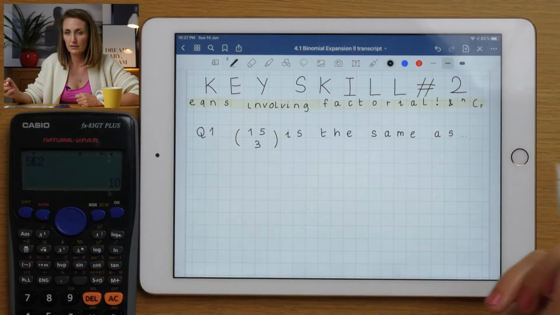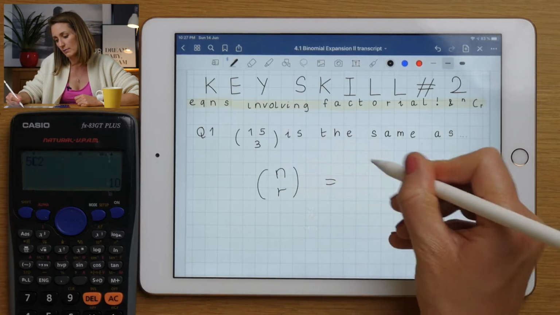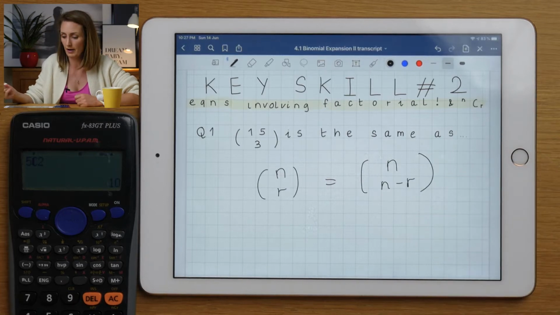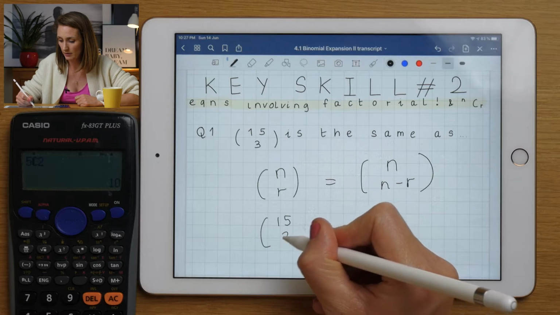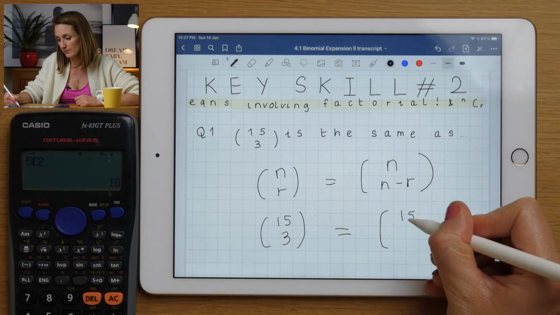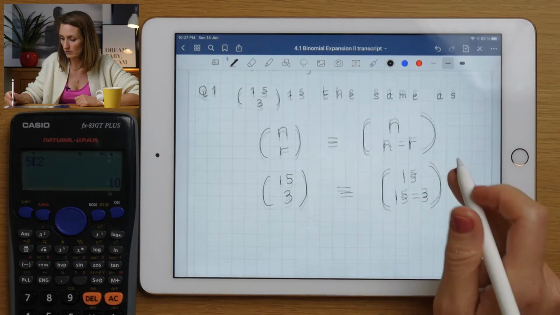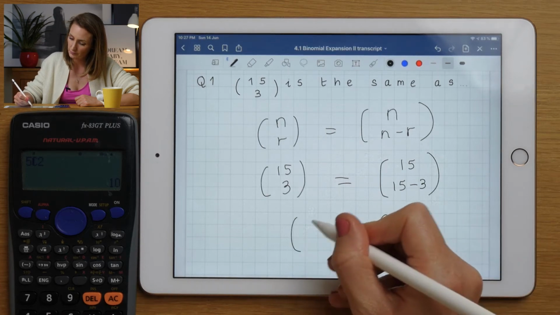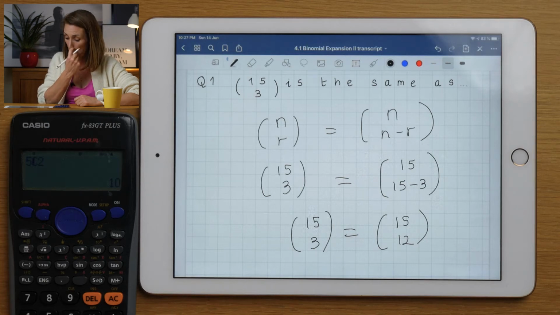So in the previous key skill, we learned how n choose r is always the same as n choose n minus r. So let's look at a practical example. If 15 is n and 3 is r, that should be the same as what? Well, it should be the same as 15 minus 3. So it should be the same as 15 choose 12. So 15 choose 3 should be the same as 15 choose 12.